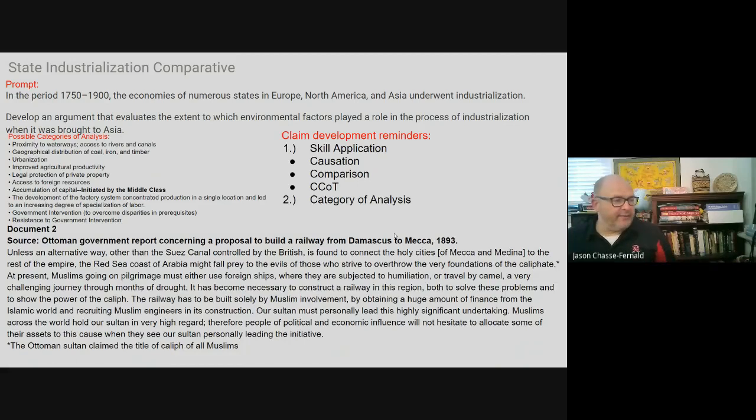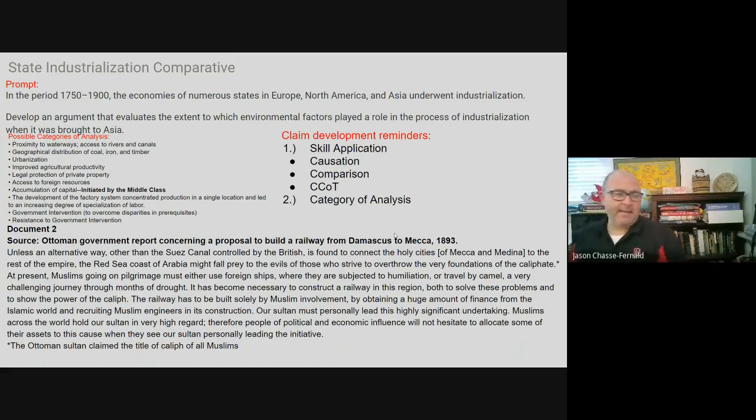Unless an alternative way, other than the Suez Canal, controlled by the British, is found to connect the holy cities of Mecca and Medina to the rest of the empire, the Red Sea coast of Arabia might fall prey to the evils of those who strive to overthrow the very foundation of the caliphate. All right, so go ahead and read through this, and then we'll come back real quick.